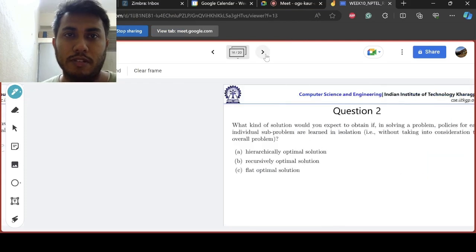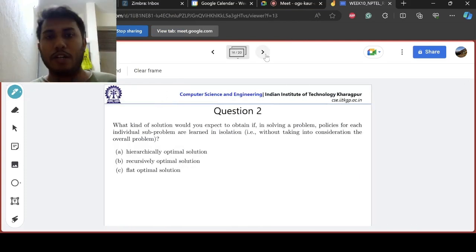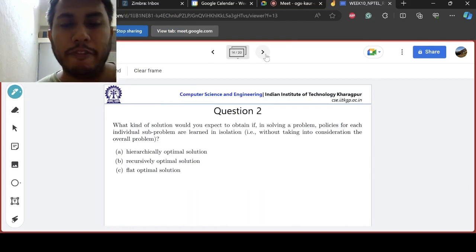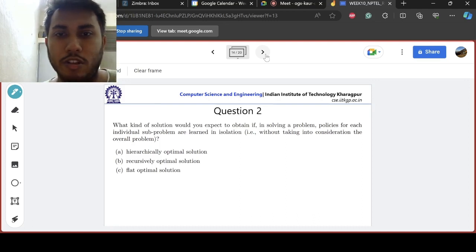Okay, so let's go to the next one. What kind of solution would you expect to obtain if, in solving a problem, policies for each individual subproblem are learned in isolation?